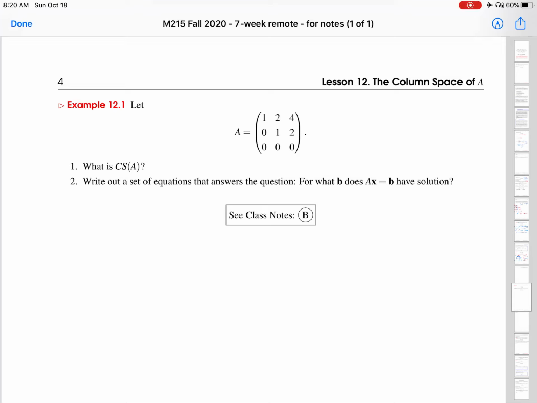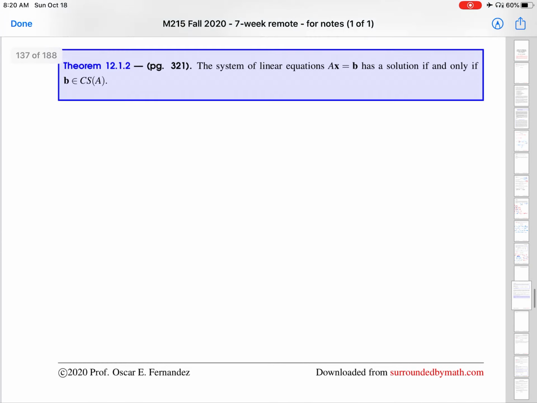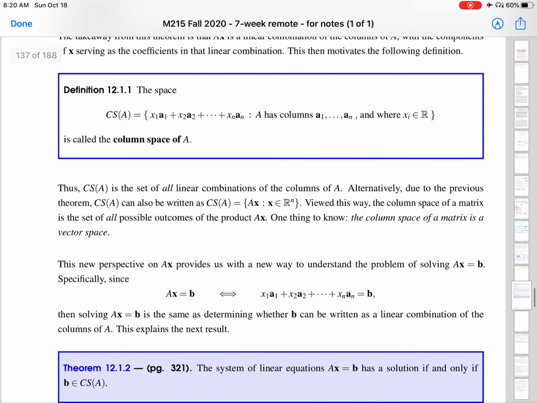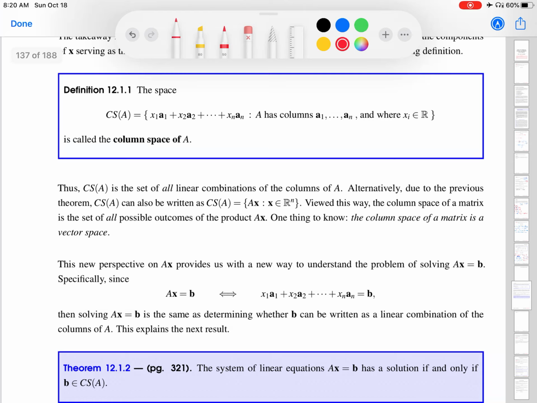We're going to work on Class Notes B in Lesson 12. So the first question here for this example is, what is CSA? Let's scroll up a little bit so I can remind you what that notation means and what the concept is about. CSA is up here in definition 12.1.1, and that refers to the column space of A. It is the set of linear combinations of the columns of the matrix A.